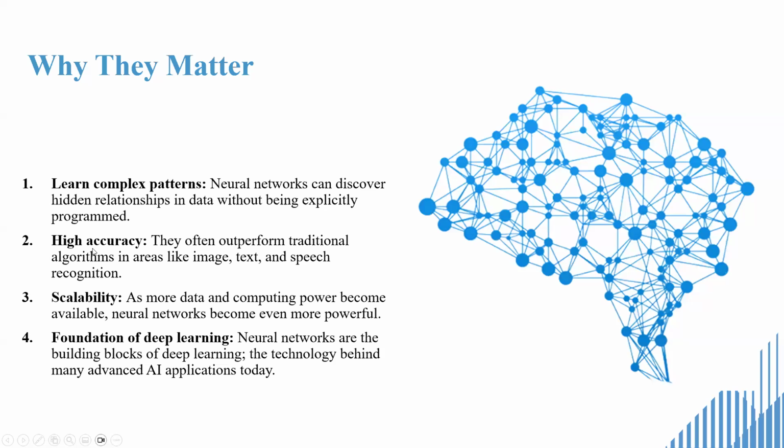High accuracy: they often outperform traditional algorithms in areas like image, text, and speech recognition. Scalability: as more data and computing power become available, neural networks become even more powerful. Foundation to deep learning: neural networks are the building blocks of deep learning, the technology behind many advanced applications today.